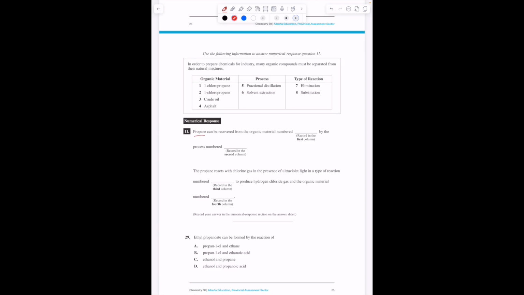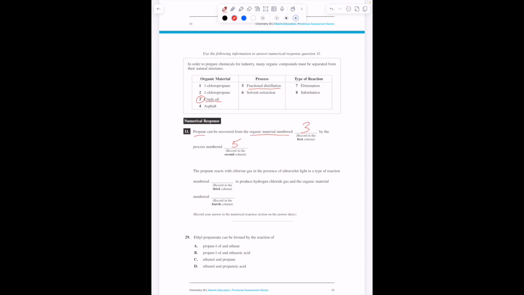Okay, propane can be recovered from, well, propane comes from crude oil, so I would put a 3 there. We take crude oil, we put it through a fractional distillation tower, by the process numbered 5, fractional distillation.